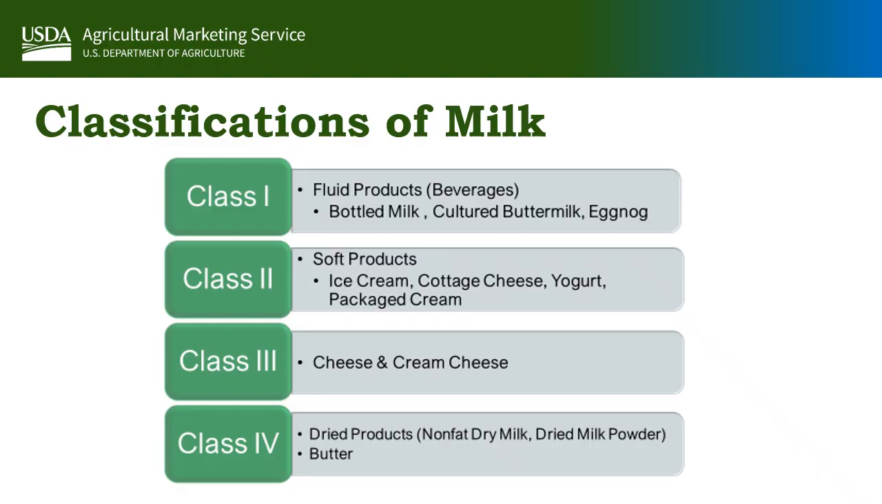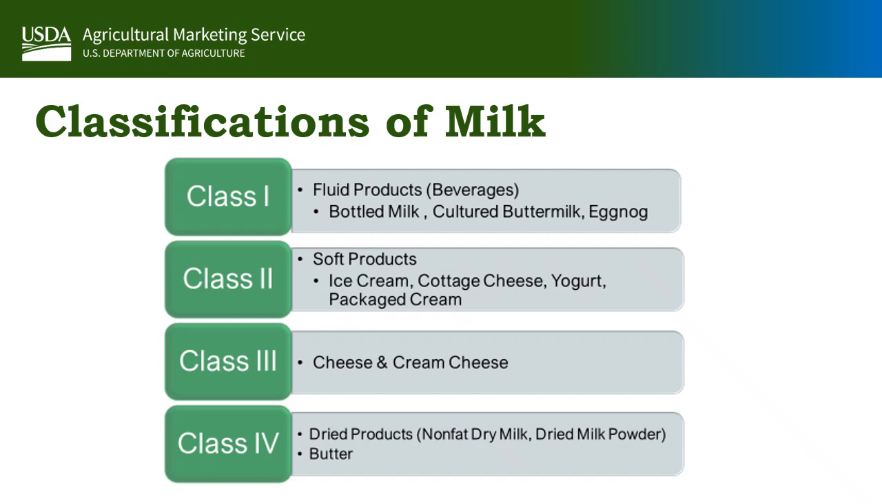Classified pricing separates milk products into four different classes or categories. Class 1 is milk processed into beverage products, products you think of as either pouring over cereal or drinking from a glass. This includes whole, low-fat and skim milk, chocolate and other flavored milks, liquid buttermilk, and eggnog. Class 1 is typically the highest price class because its high perishability and shorter shelf life result in higher supply and processing costs.